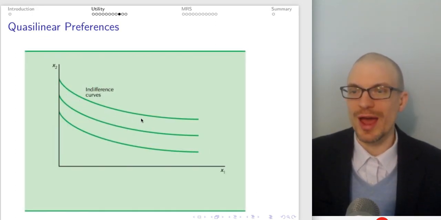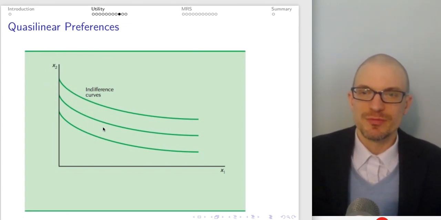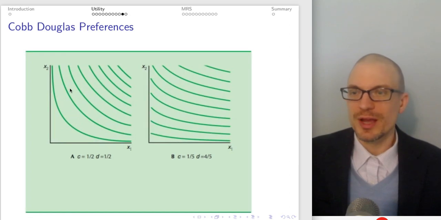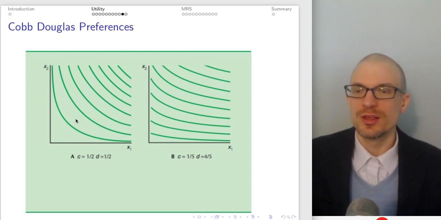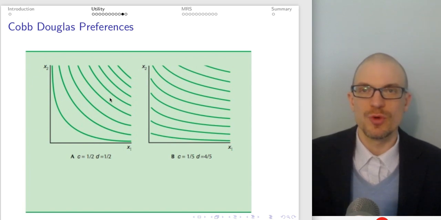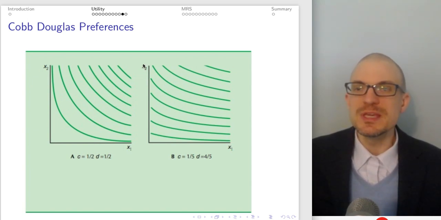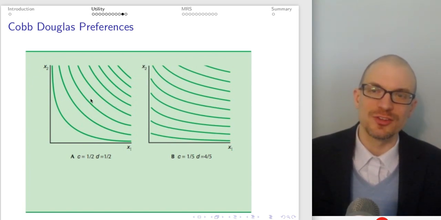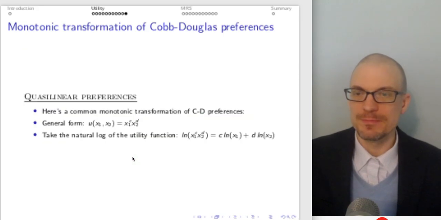So here's my graph for quasi-linear utility. And so these are level sets of my quasi-linear utility function. Here's my graph for Cobb-Douglas for different levels of c and d, for different levels of those exponents, right? And so this is just looking at level sets. These are our nice convex, well-behaved preferences. And I mean for these to asymptote to the axis. These are just graphics right out of Varian.